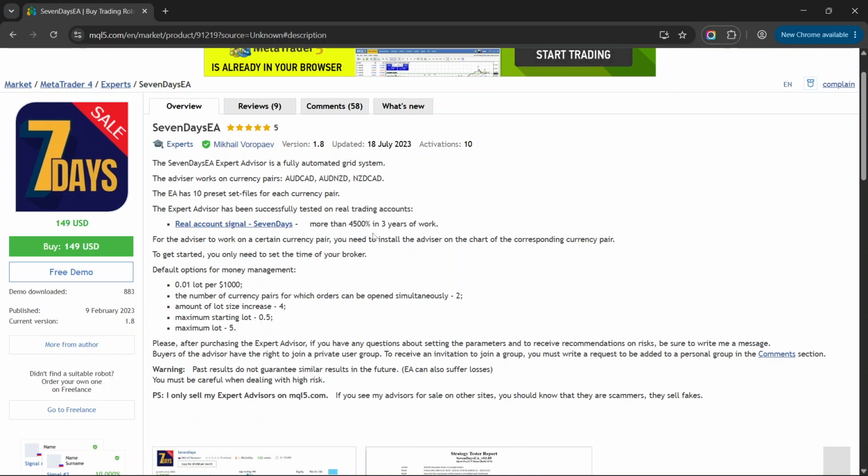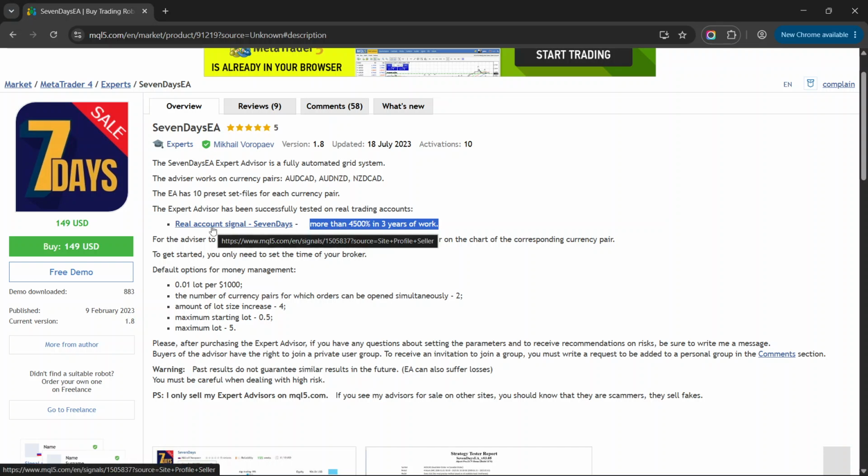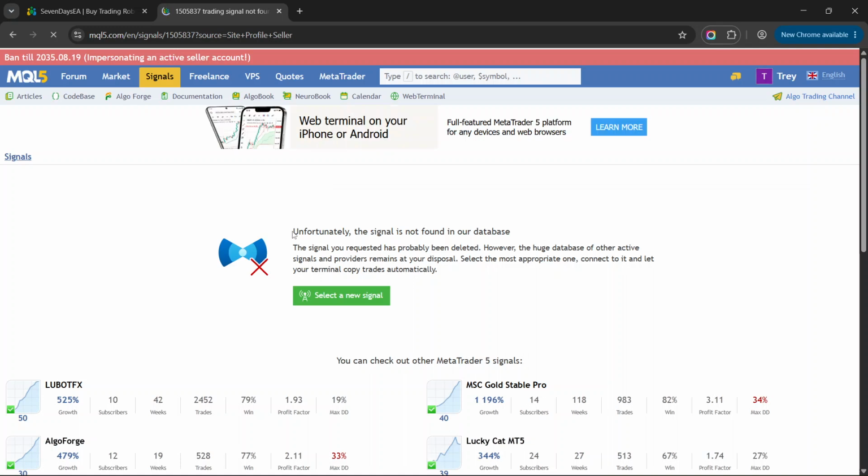On the performance side, let's move to where the developer points to a real account signal they call 7 days and states it delivered more than 4,500% in 3 years of work. Let's go over to the signal and check it out. I'm going over to the link they put on the page. You see that MQ5 can't recognize it as the signal is not found in the database.